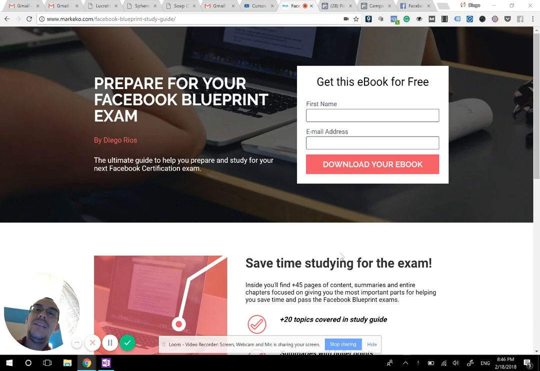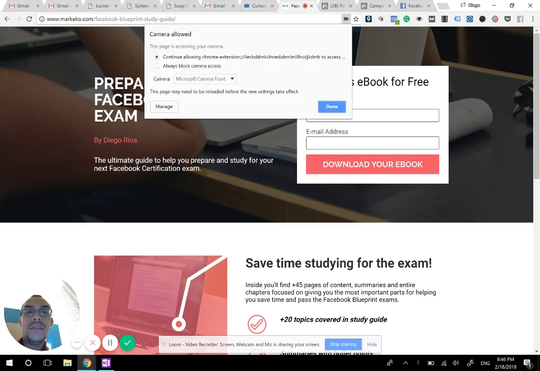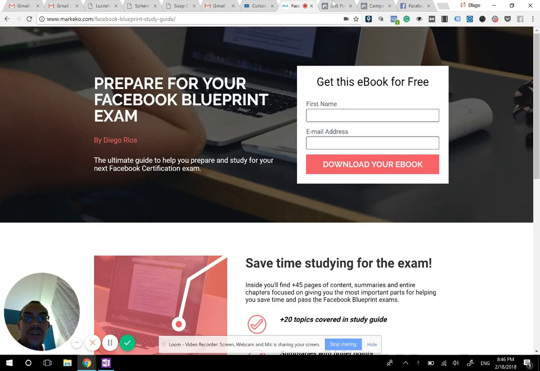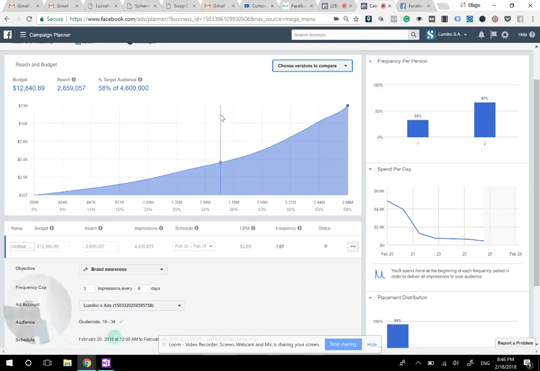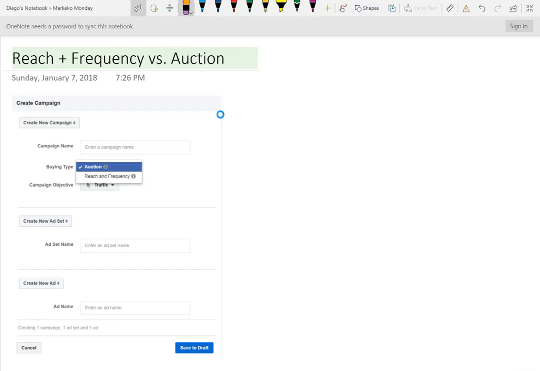It's a topic and a tool that I would say most people don't use because of the budget and type of clients that they have. So today I'm going to explain the difference between reach and frequency and auction, and when do you use it. A couple of tips as well, tools like the campaign planner, and things that you should know for the exams and in general for reach and frequency, because what most people use is auction.